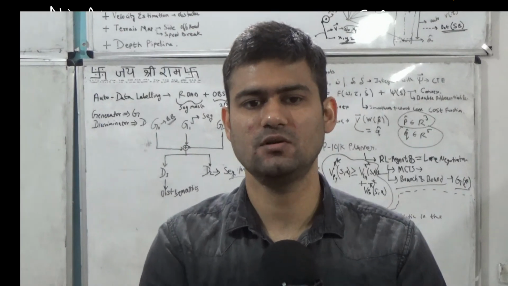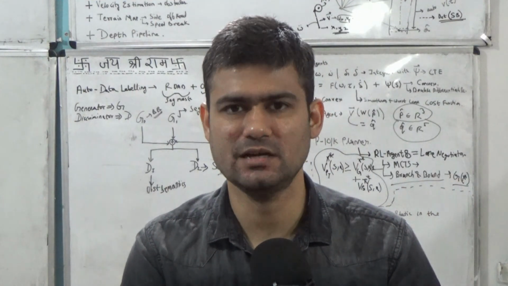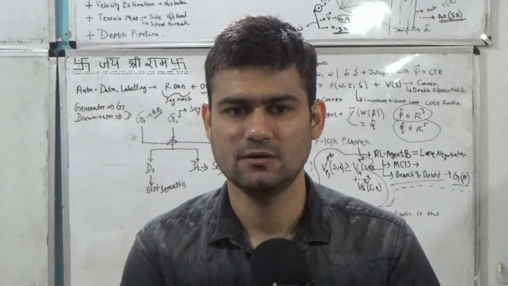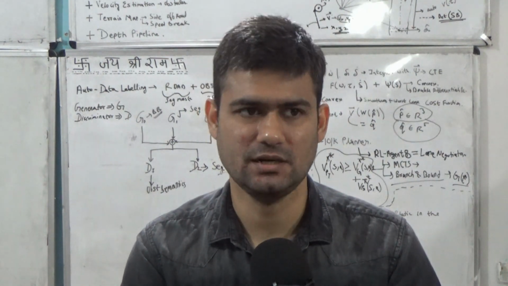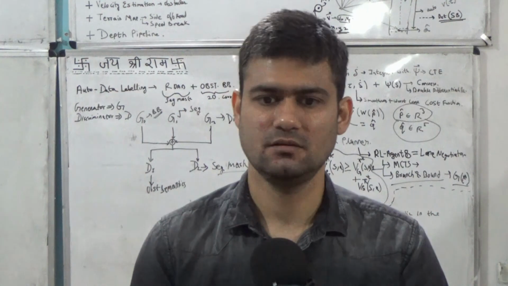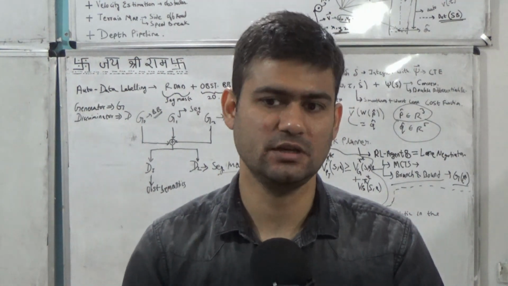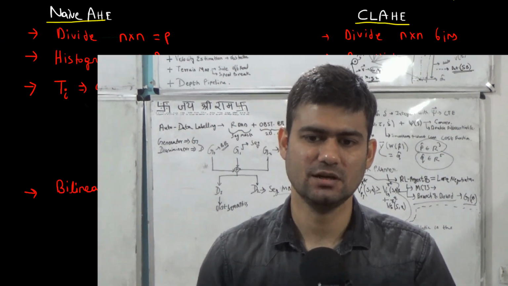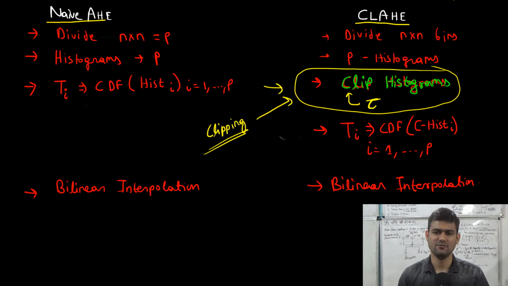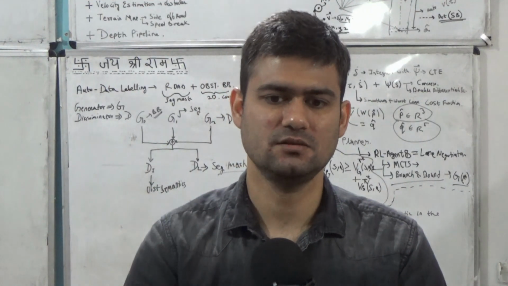So the rest of the code for the CLAHE operator would remain the same as the naive adaptive histogram equalization, and the algorithms are almost identical. The algorithms are identical except for this additional clipping step that we have in the CLAHE operator. And now we'll discuss this clipping step.